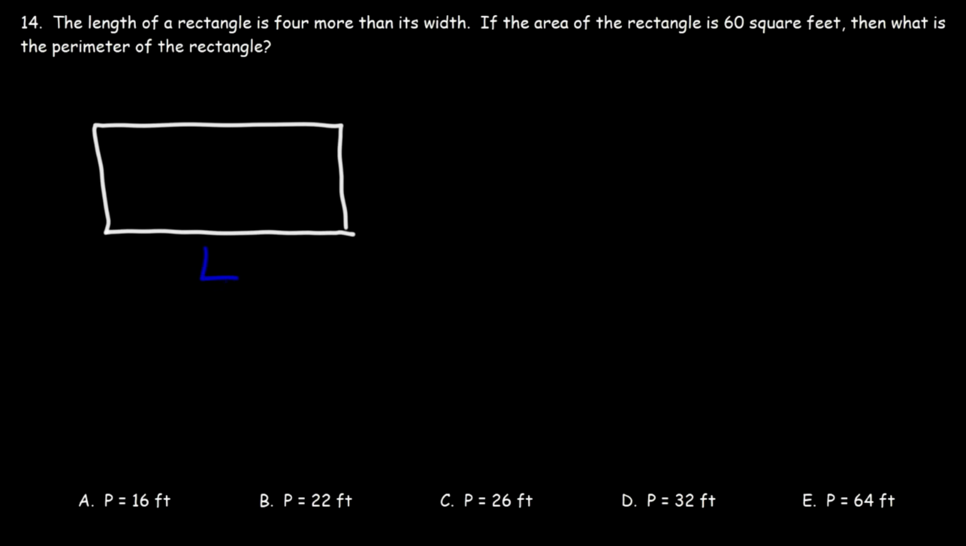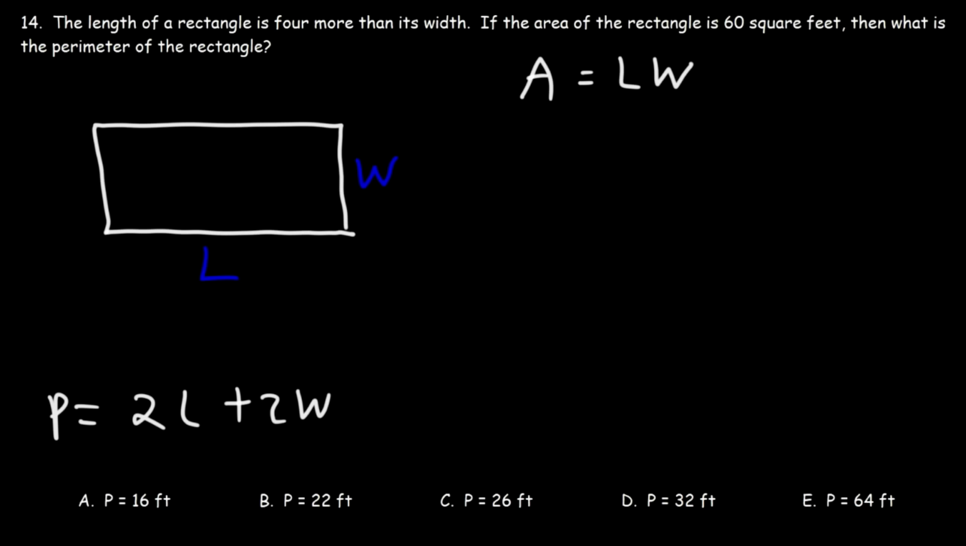So here we have the length of the rectangle, and this is the width. Now the area of a rectangle is length times width. The perimeter of a rectangle is going to be 2L plus 2W. It's basically the sum of all four sides.